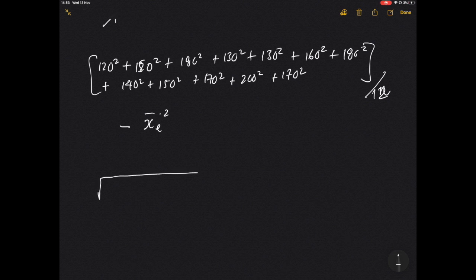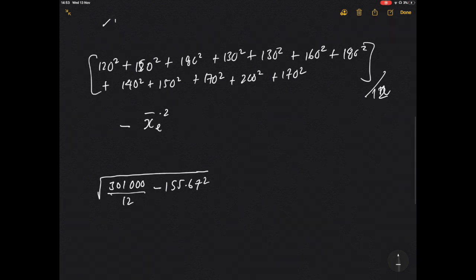So the equation says we have the square root of 301,000. No, it's not that many zeros. We're missing a zero. That's it. Divide by 12 minus 155.67 squared. We worked this out earlier. And we stick that into the calculator, and we'll find our standard deviation is 29.52 grams per meter cubed.